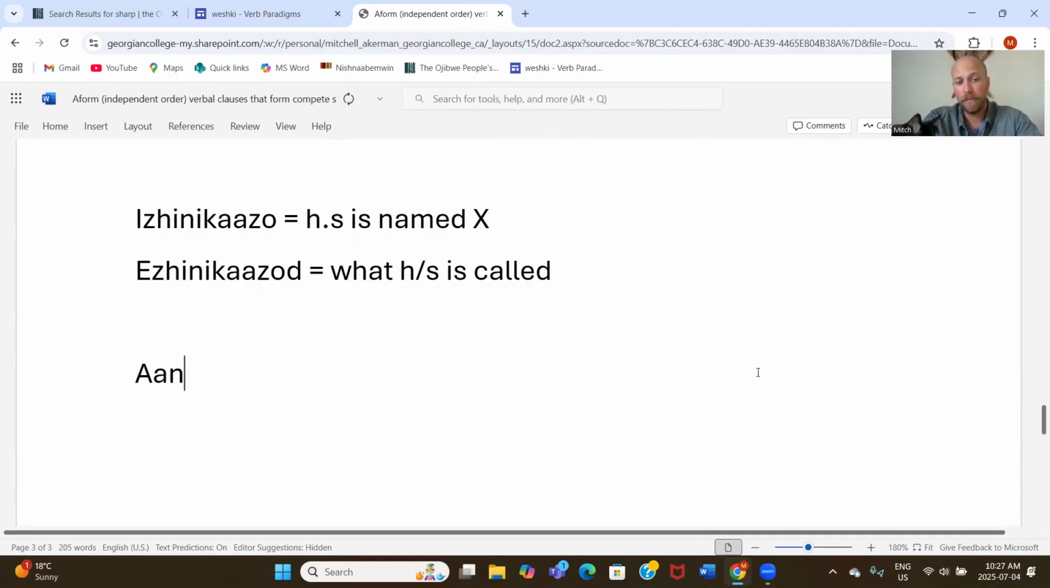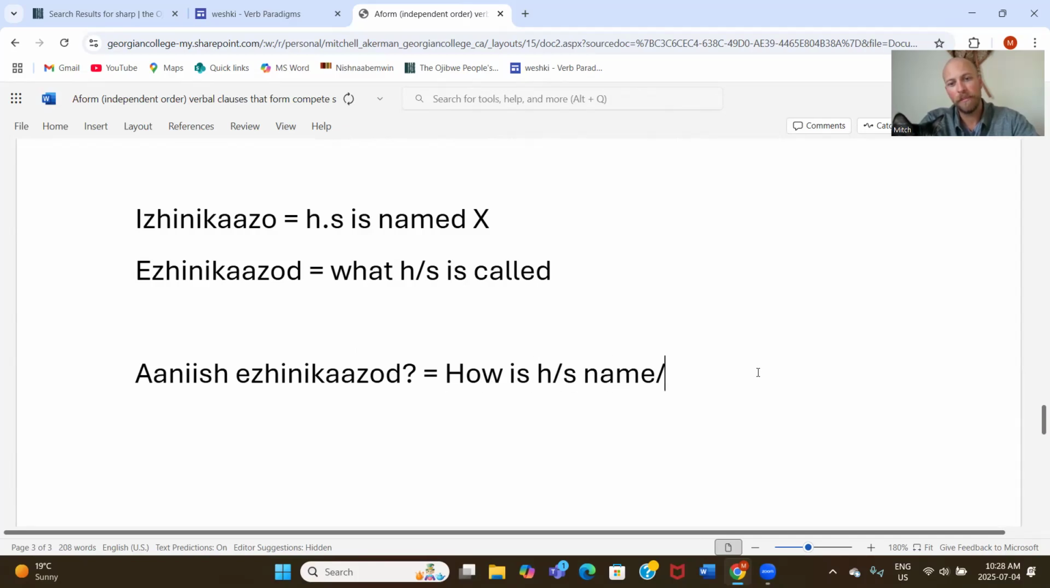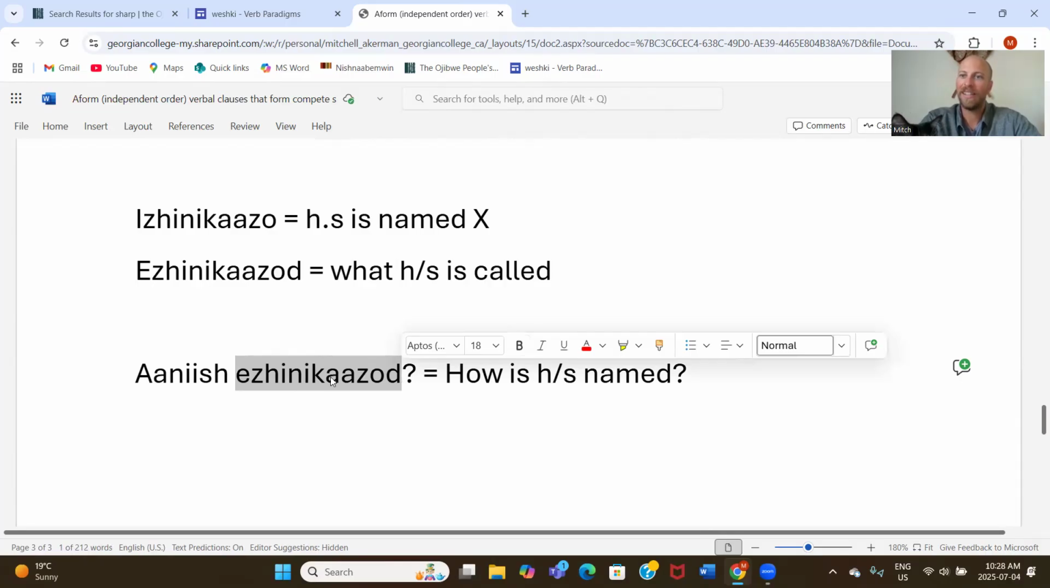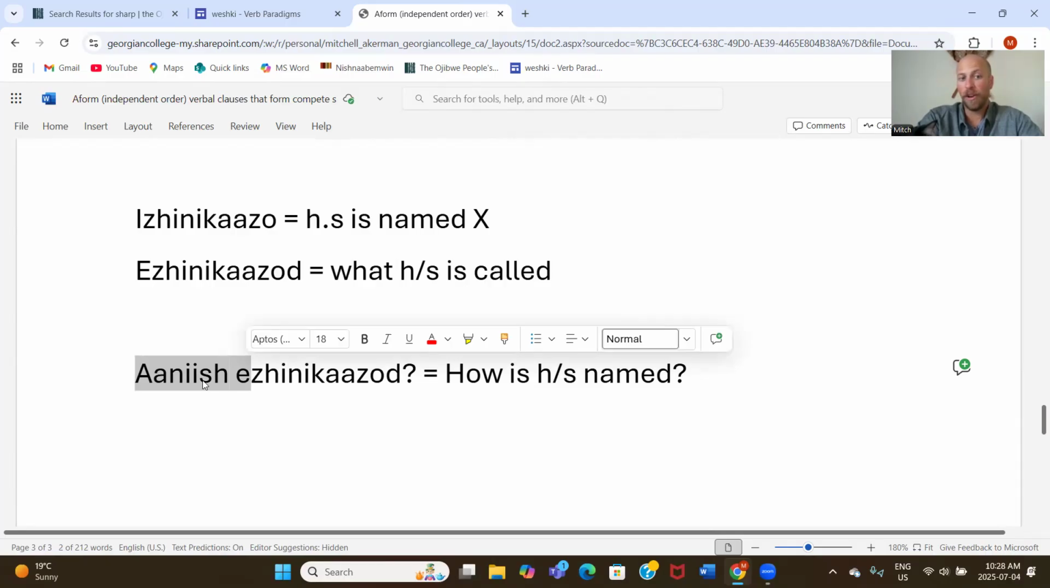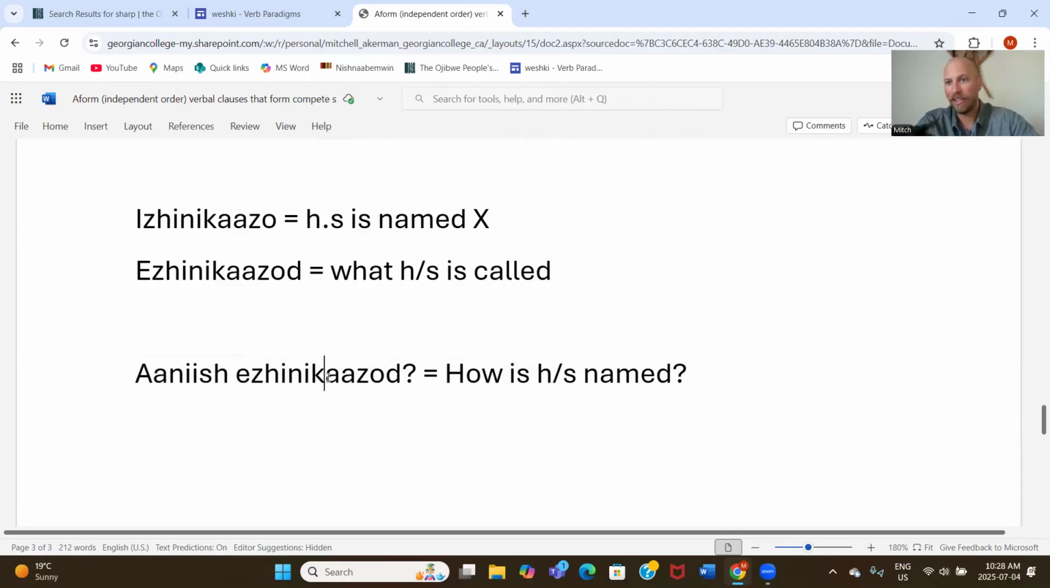Then I put Anish in front. Anish ezinikazot. And that's how you end up with content questions like who, what, where, when, why, how much, how many, all of those types of things. Anish ezinikazot, how is he or she named? Because ezinikazot means what she is called, and Anish is the question word meaning how. So, how is it that she is named? Or how is it that he is called?